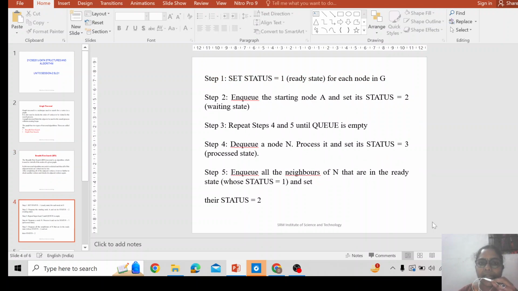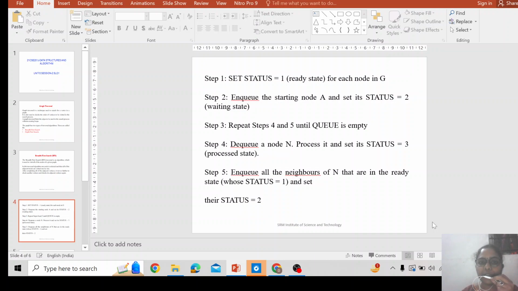The base algorithm of BFS is given. According to that, make the status as 1 for every vertex. Use the enqueue technique. So you will be using the queue concept according to BFS. Make a note of it. The BFS will be using the queue strategy. We know what a queue is. Queue means first come, first served. The first entered element will complete the process and then you go on to the second vertex.